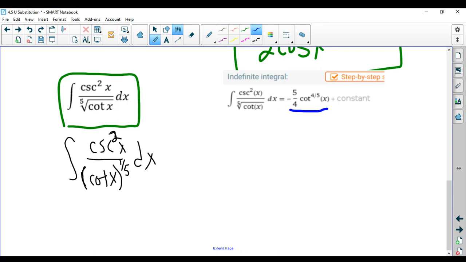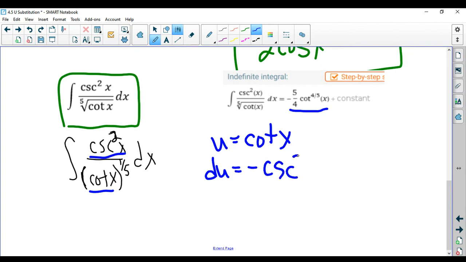The first thing we're going to do is probably, the guess would be, let's let u be cotangent x, the inside function. Now let's think about what the derivative of cotangent x is, because that's the next step. The derivative of cotangent x is negative cosecant squared. So you see the cosecant squared up top? That means that's perfect. This is going to work. So I'm going to keep going. Du is negative cosecant squared x dx.